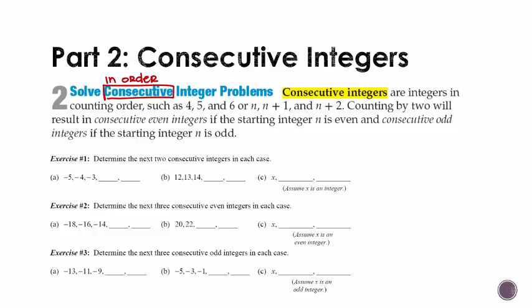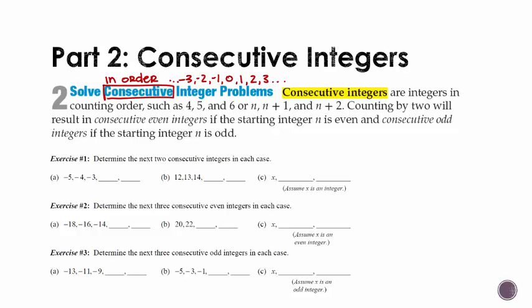And remember, integers were numbers like -3, -2, -1, 0, 1, 2, 3. They're nice, pretty numbers. So consecutive integers are integers that are in order. Consecutive integers in order like 4, 5, and 6, or n, n plus 1, and n plus 2, are going to be what we're looking at. You're going to deal with consecutive integers, consecutive even integers, and consecutive odd integers.